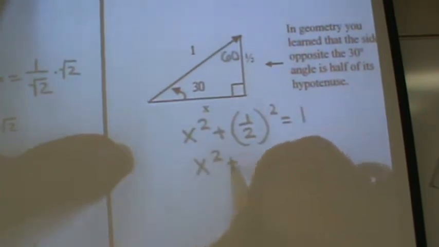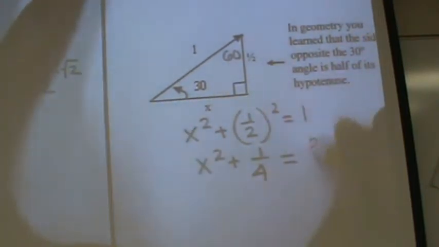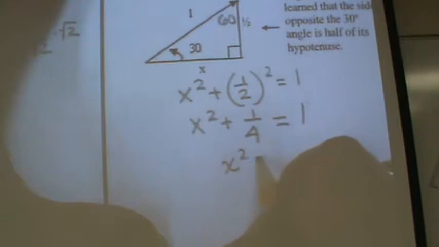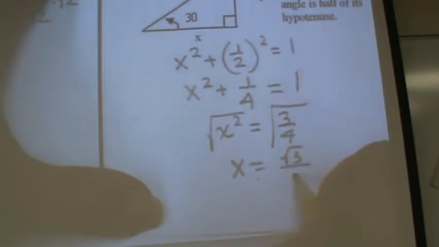Let's see what we get. x squared, does anyone have a guess? 1/4, see if they remember what it is. Something... 3, subtract 1/4. Square root of both sides. So what's x? √3 over 2. Now I don't like how this triangle is labeled. So this is what we have: 1, a half, and √3 over 2.